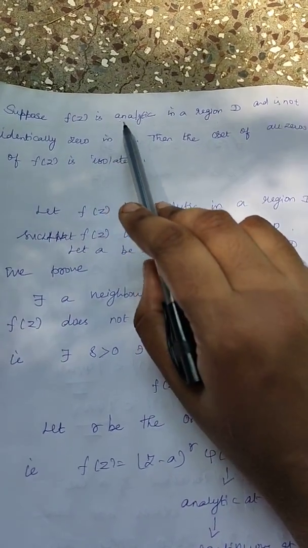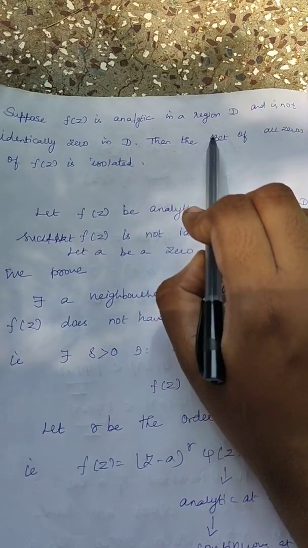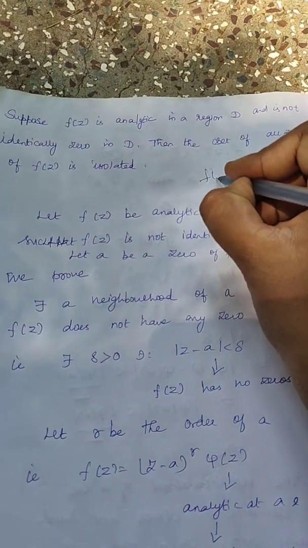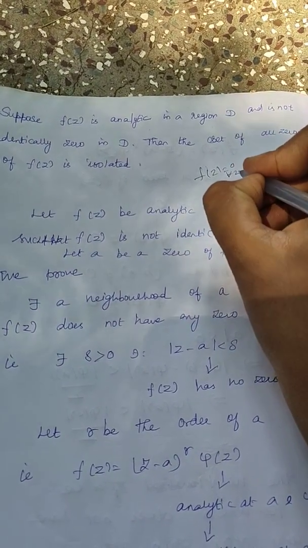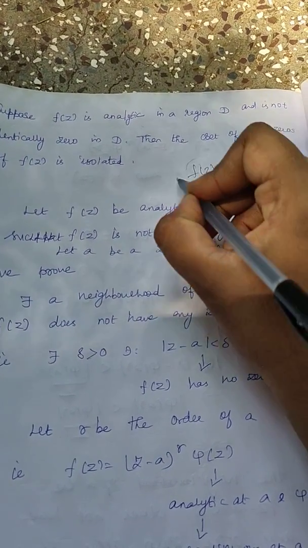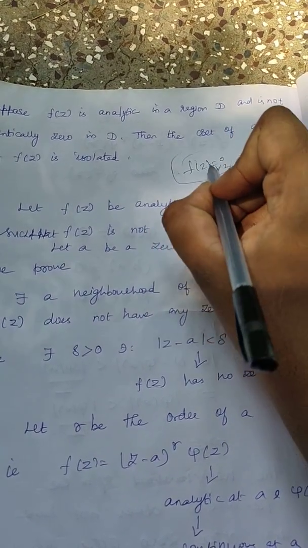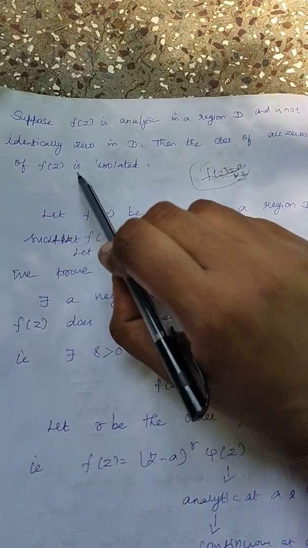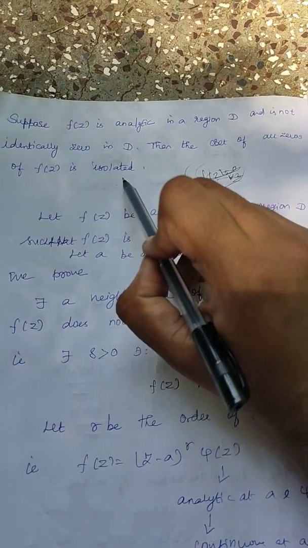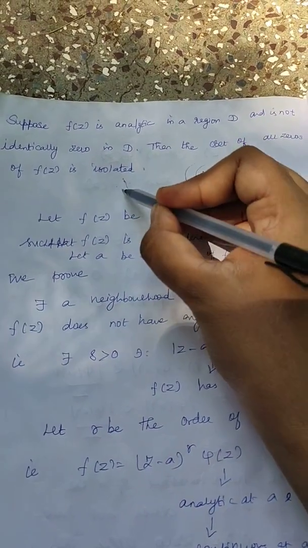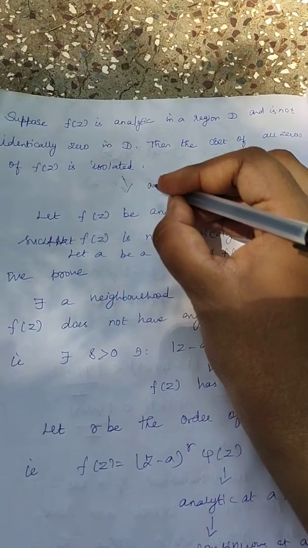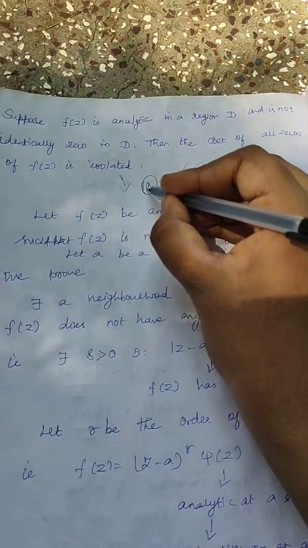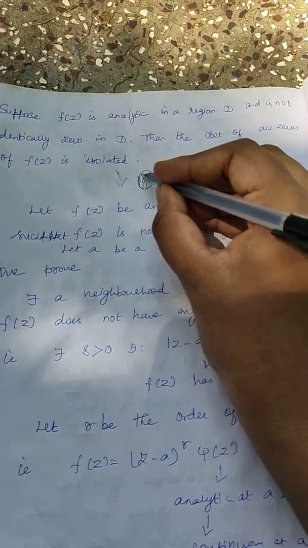So we are given an analytic function in region D that is not identically 0, which means f of z is not equal to 0 for all z. What I am trying to say is f of z is not a constant function with value equal to 0. Then the set of all zeros of f of z is isolated. Isolated in the sense, for example, if a is a 0, then I should find a neighborhood of a in which f of z should not have any other 0.